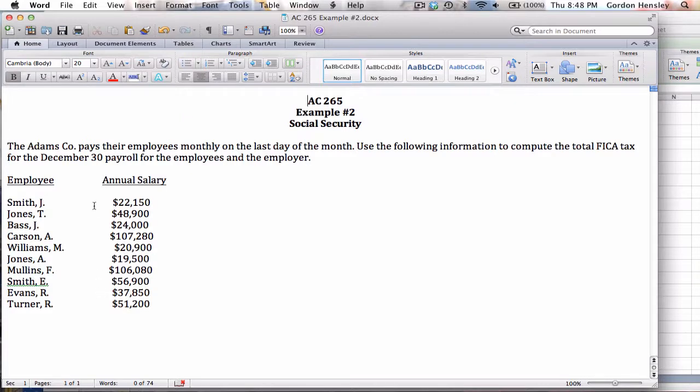Now one thing I want to point out at the very beginning is that these salaries are in an annual format, and I'm actually doing the payroll for monthly, specifically for the 12th month of the year, December. So that's something we have to bear in mind as we work on this particular problem.